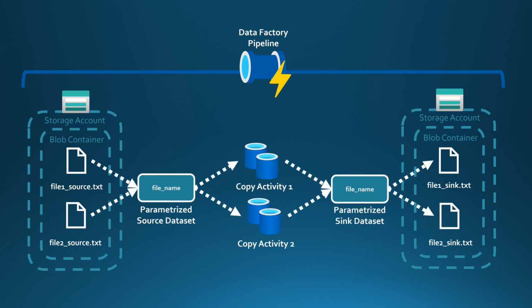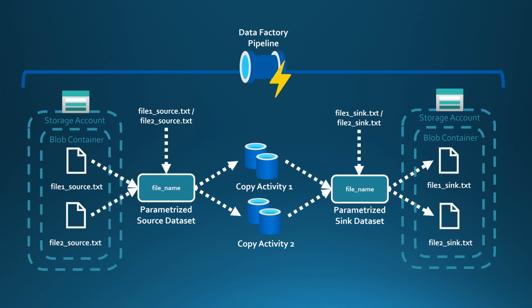In this case, we don't hard code any file name values for these datasets. Instead, we add a parameter called file_name that can be used to input the file name dynamically for these datasets. And now we can decide which source file and which sink file names we are going to pass down for these datasets to configure the copy activity. And with this setup, both of our copy activities are actually using the same source dataset and same sink dataset, but with just different parameter values for those datasets.